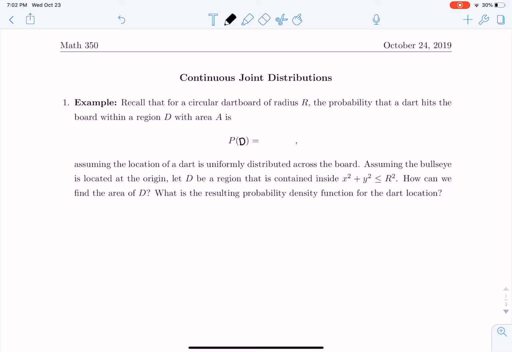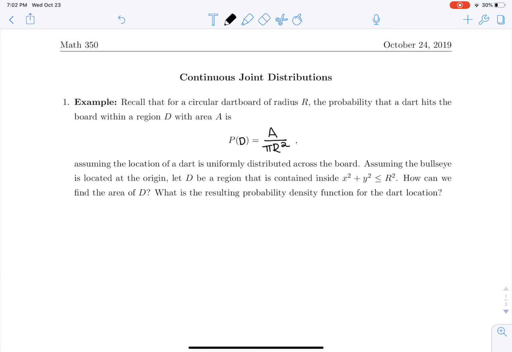We've already talked about discrete joint distributions, so now we're going to talk about continuous joint distributions. So let's start with an example. Recall that for a circular dartboard of radius r, the probability that a dart hits the board within some region D with area A is the area of that region D over the area of the dartboard, pi r squared. And this is assuming that the location of the dart is uniformly distributed across the board.